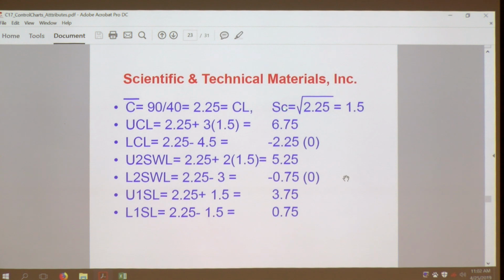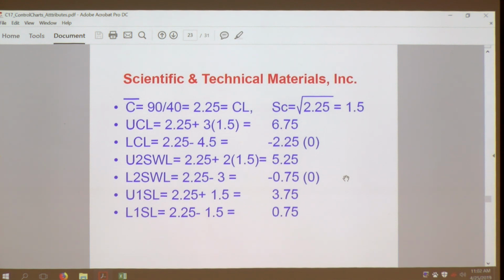Now the standard deviation is the square root of C bar. The square root of 2.25 is 1.5. And then we have plus minus 3 standard deviations, plus minus 2 standard deviations, plus minus 1 standard deviation. Then we get these control limits.